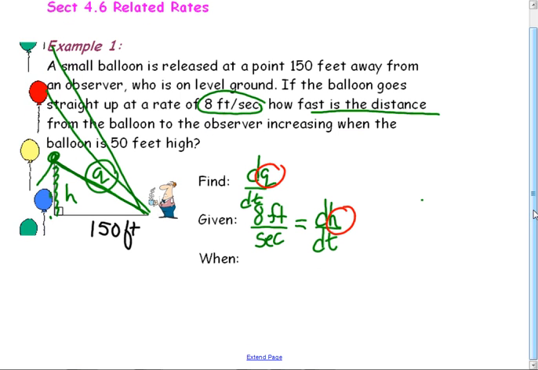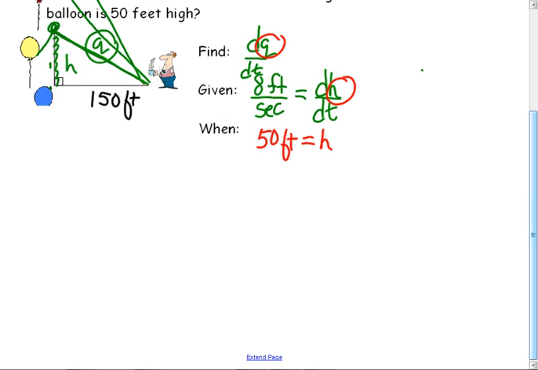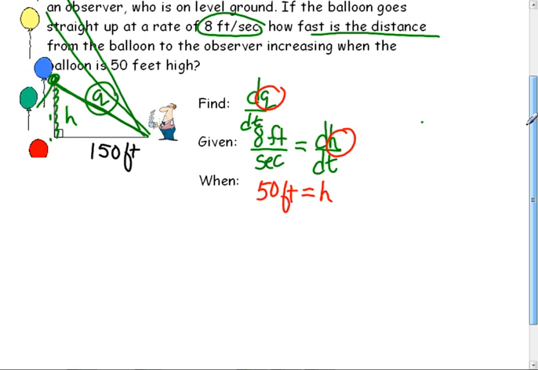So, and when do we want to do this? When the balloon is 50 feet high. So what's 50 feet? That's right. So often they give you a point for basically saying this. They don't look for the find, given, when words, but they're looking for you to realize that the dH/dt is 8 feet per second.